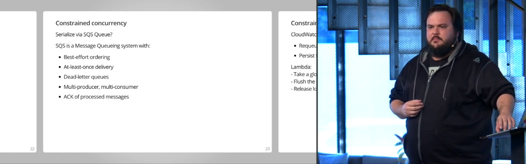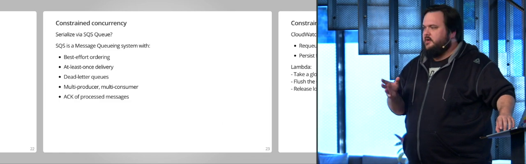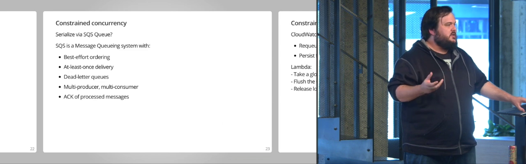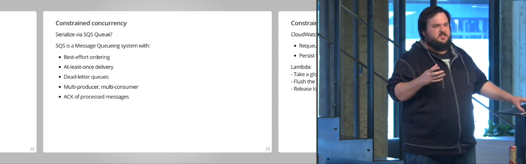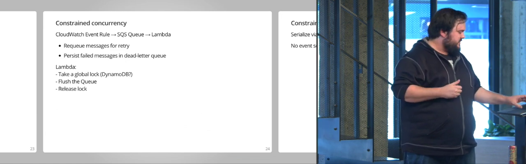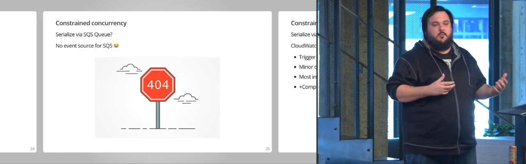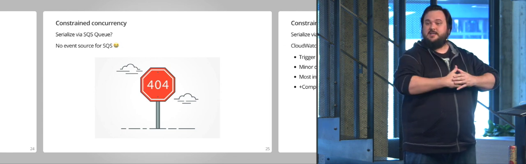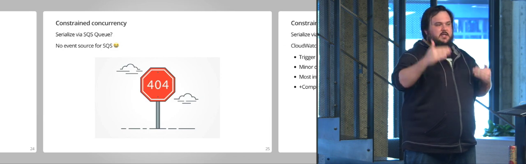So I'm coming up on time, so I'm just going to quickly go through the bad options. We tried to use SQS. SQS is a queuing system, best effort ordering, etc. Check it out. Unfortunately, the problem with this solution is that there is no way to trigger a Lambda from SQS. So we can put these events into SQS, and they queue up, and they never get actioned.